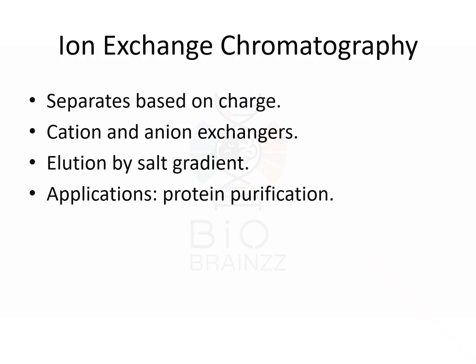Ion exchange chromatography separates molecules based on their charge. In this method, charged molecules bind to oppositely charged groups present on the stationary phase. There are two types, cation exchangers and anion exchangers. Elution is done by increasing salt concentration. This technique is commonly used for protein purification because proteins have different charges at different pH.